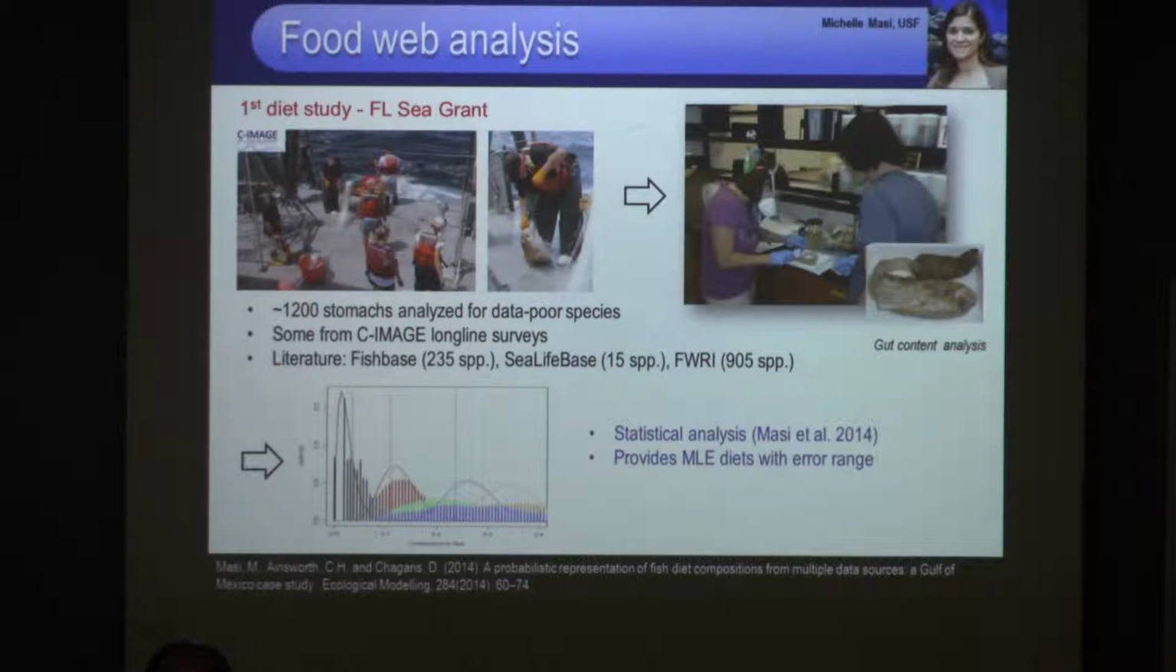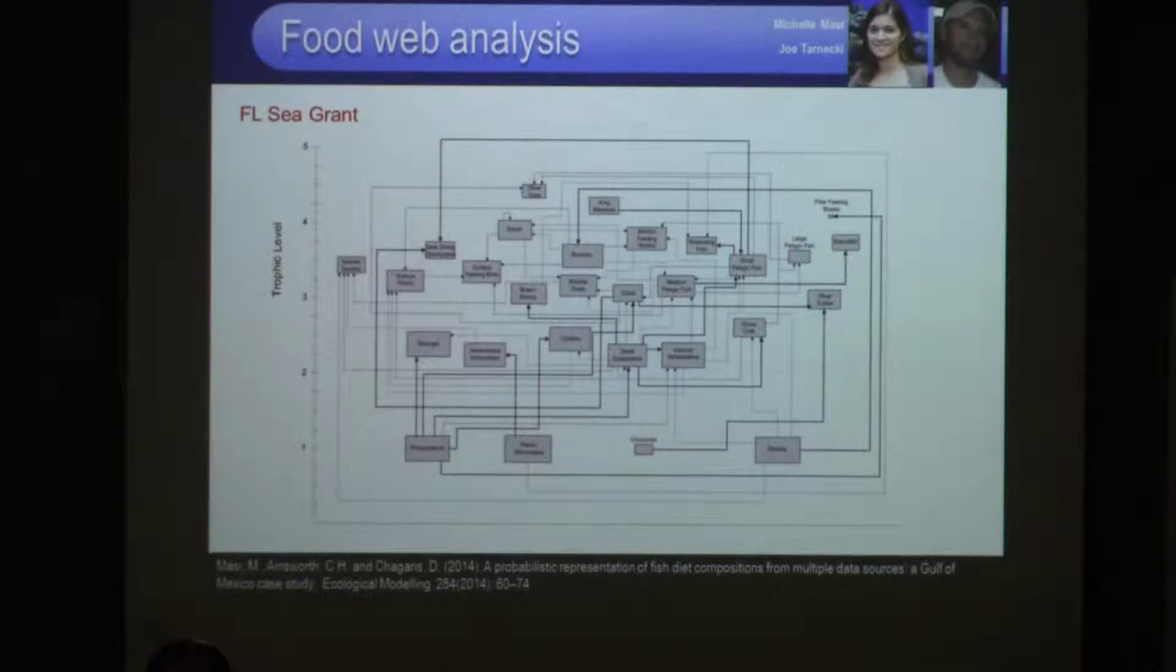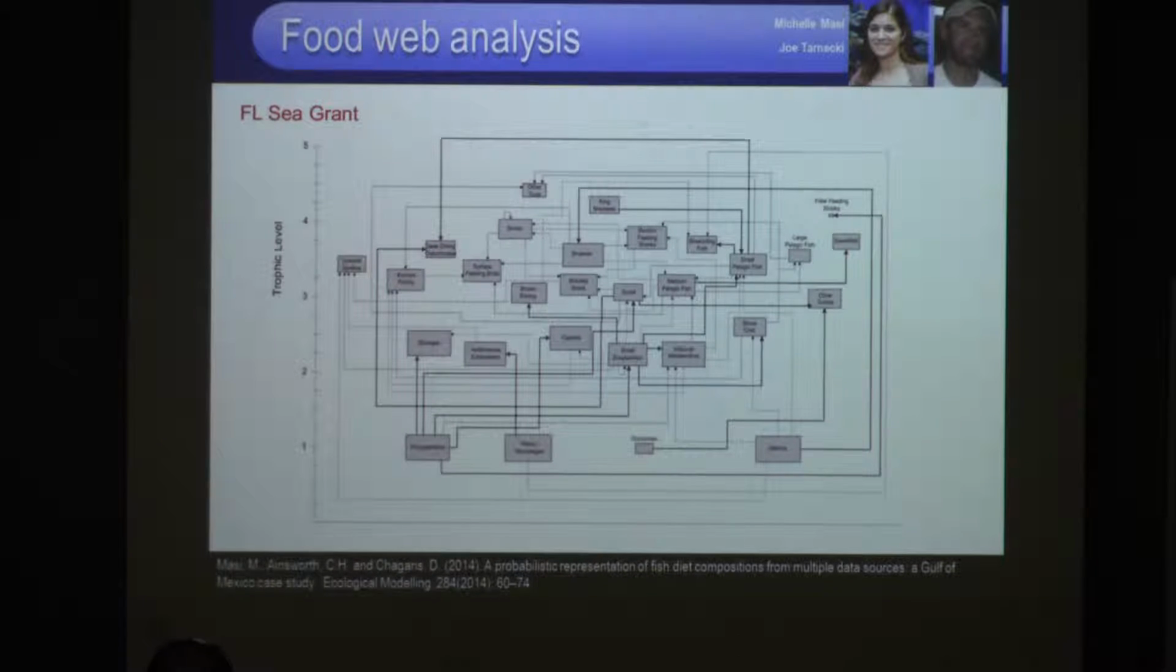So my student Michelle Massey published this in 2014 in Ecological Modeling. This was one of the outputs of that. It's a food web for the Gulf of Mexico as a whole, which we then used in the Atlantis model.